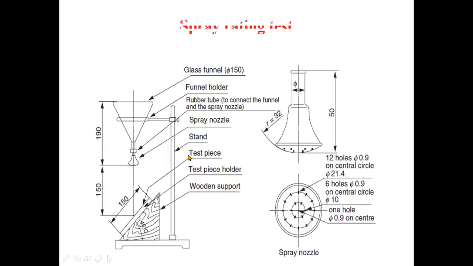So this is the experimental setup for the spray rating test. There is another simplified diagram that I will show in the subsequent slides. Here you try to understand the construction. This is the stand. This is the glass funnel. This is the holder by means of which the funnel is attached. This is the spray nozzle. This distance is 190 mm and this is 150.